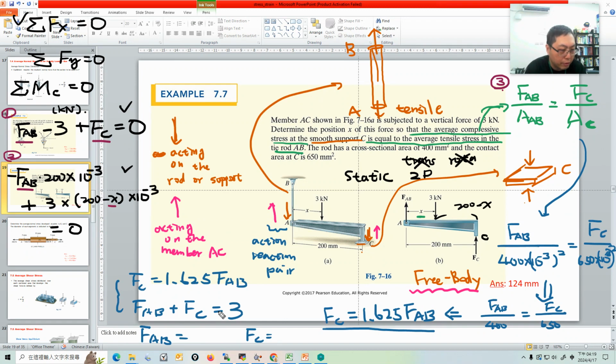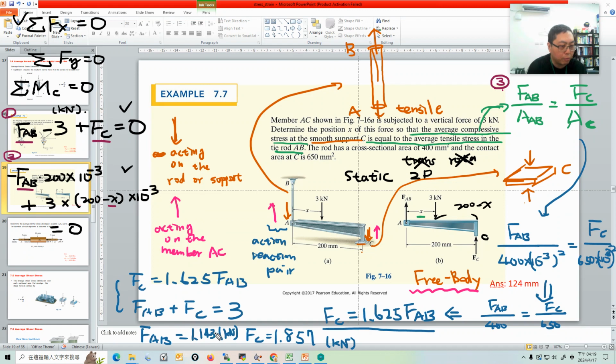I think it's very easy to solve. So FAB is equal to 3 divided by 2.625, which is 1.143 kilonewton. Okay, so what's the FC? It's 3 minus 1.143, so it's 1.857 kilonewton.